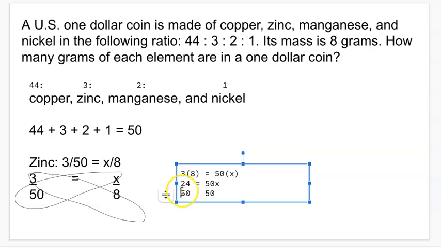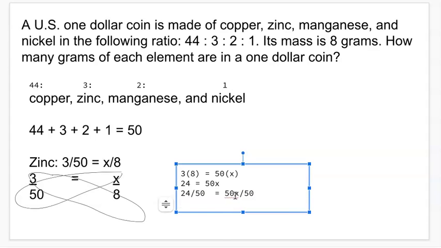I don't have the division sign, but you can just do 24 divided by 50 equals 50x divided by 50. And then you'd get, I'm going to plug in 24 divided by 50 on my calculator here. 24 divided by 50 is 0.48. You can always just round to the first 2 or 3 digits after the decimal, equals, and then it's just 1x, or just x. So that would be the amount for zinc in grams. So zinc would equal 0.48 grams.